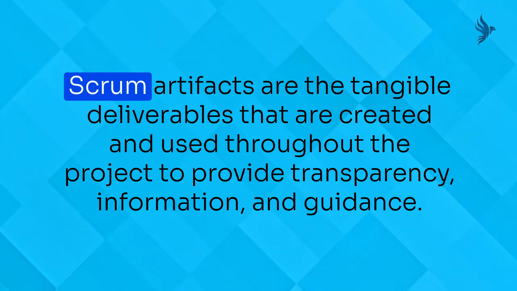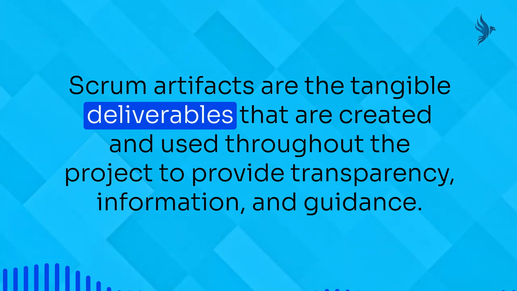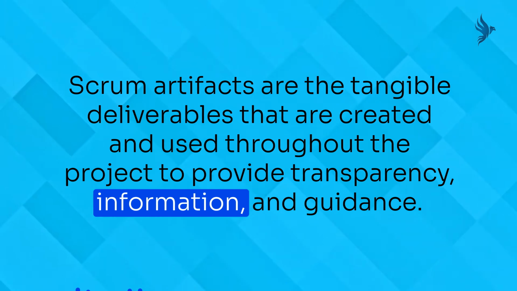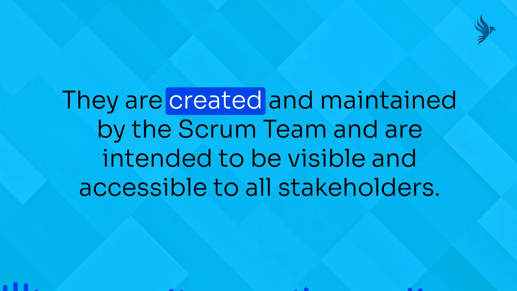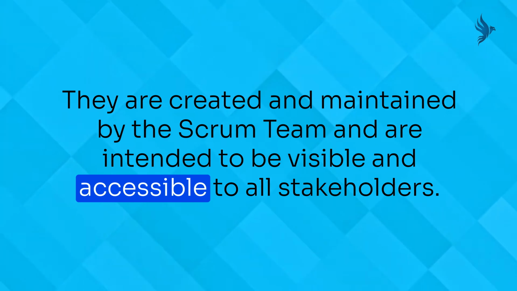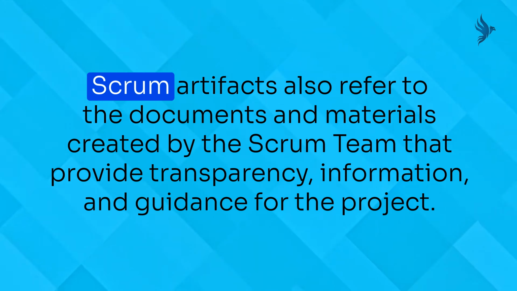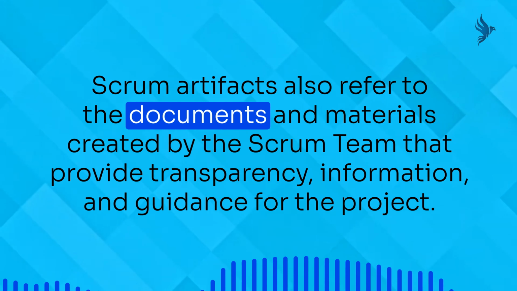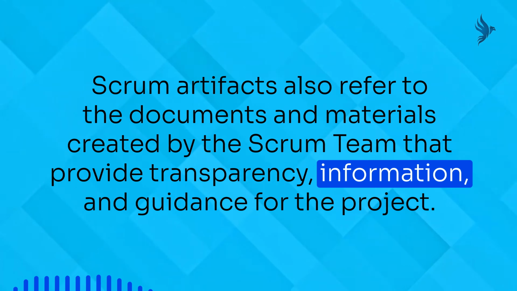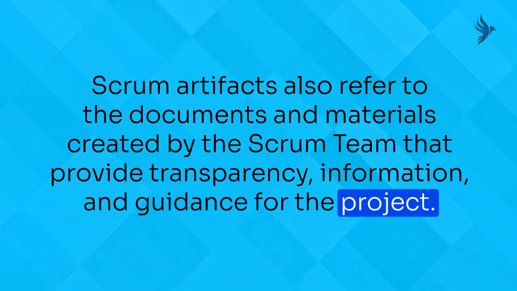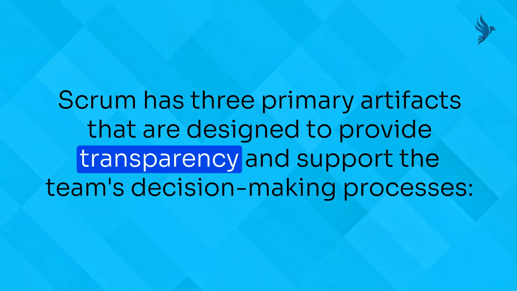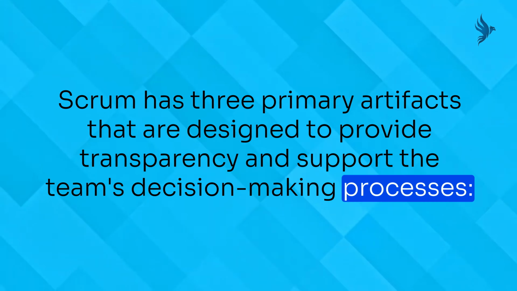they are. Scrum artifacts are the tangible deliverables that are created and used throughout the project to provide transparency, information, and guidance. They are created and maintained by the Scrum team and are intended to be visible and accessible to all stakeholders. Scrum artifacts also refer to the documents and materials created by the Scrum team that provide transparency, information, and guidance for the project. Scrum has three primary artifacts that are designed to provide transparency and support the team's decision-making processes.